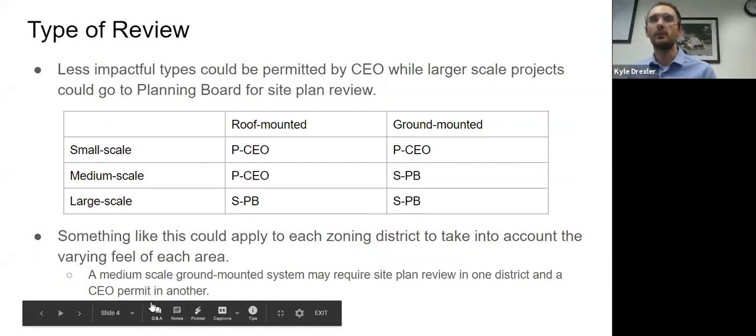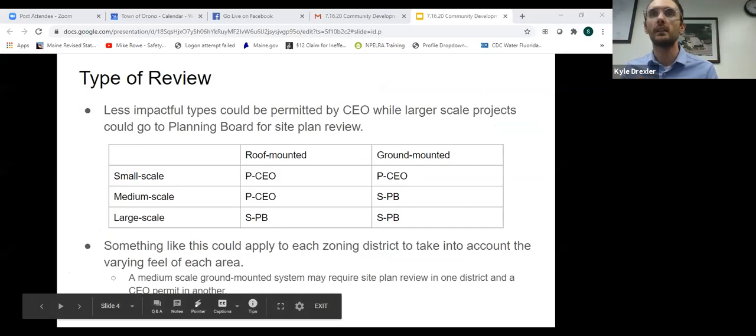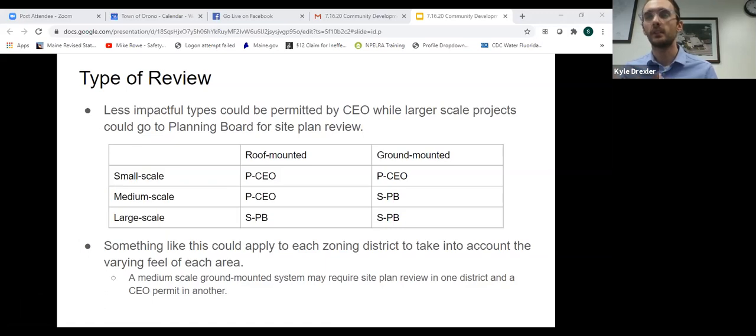So the next thing that you consider after splitting the land use up into these 6 different types, roof or ground mounted, and then small, medium, or large in scale, would be to consider the review and permitting authority for each type. If you look at the extremes, it makes sense that a small scale roof mounted system, really just a small accessory use on a residential rooftop, might just be a permit through the code officer.